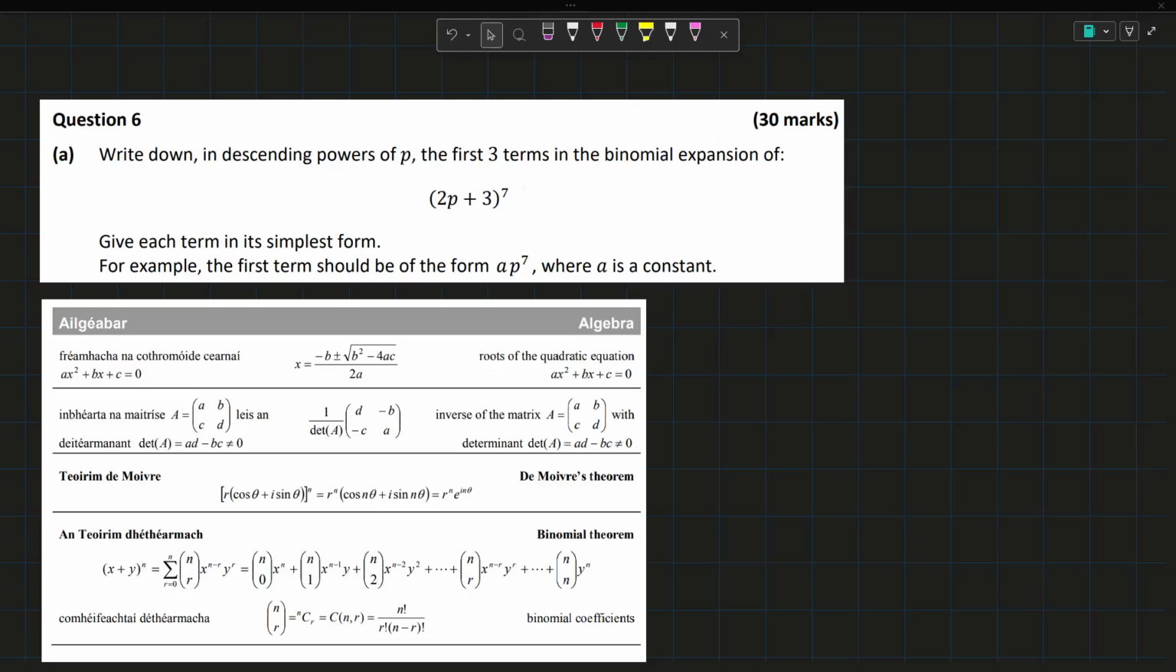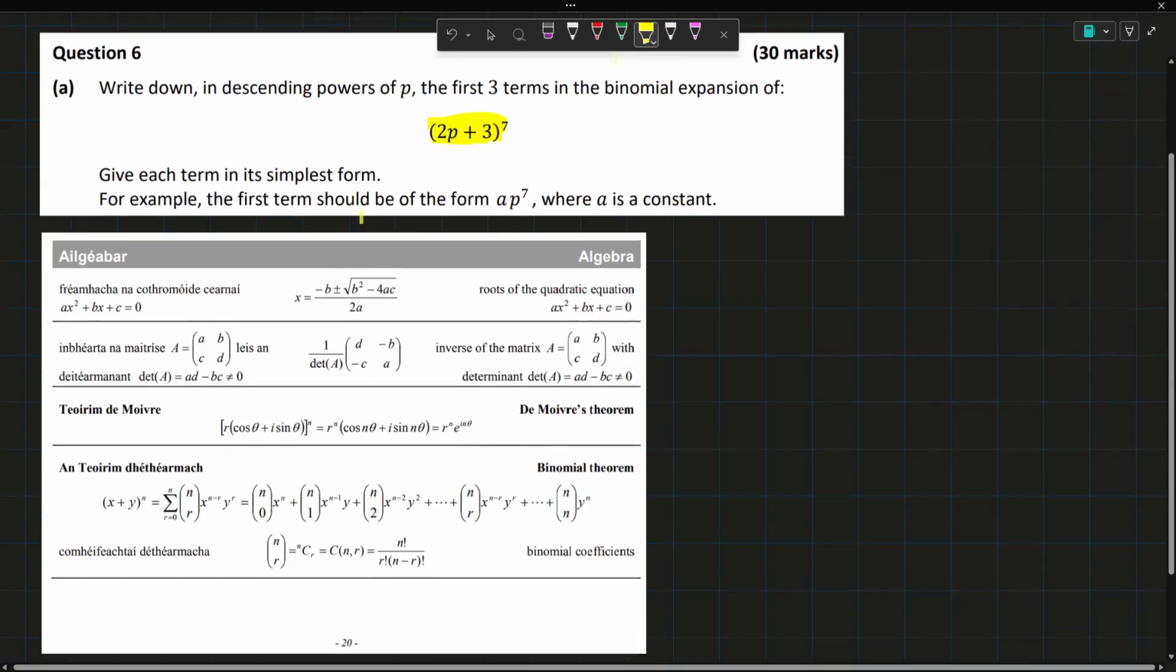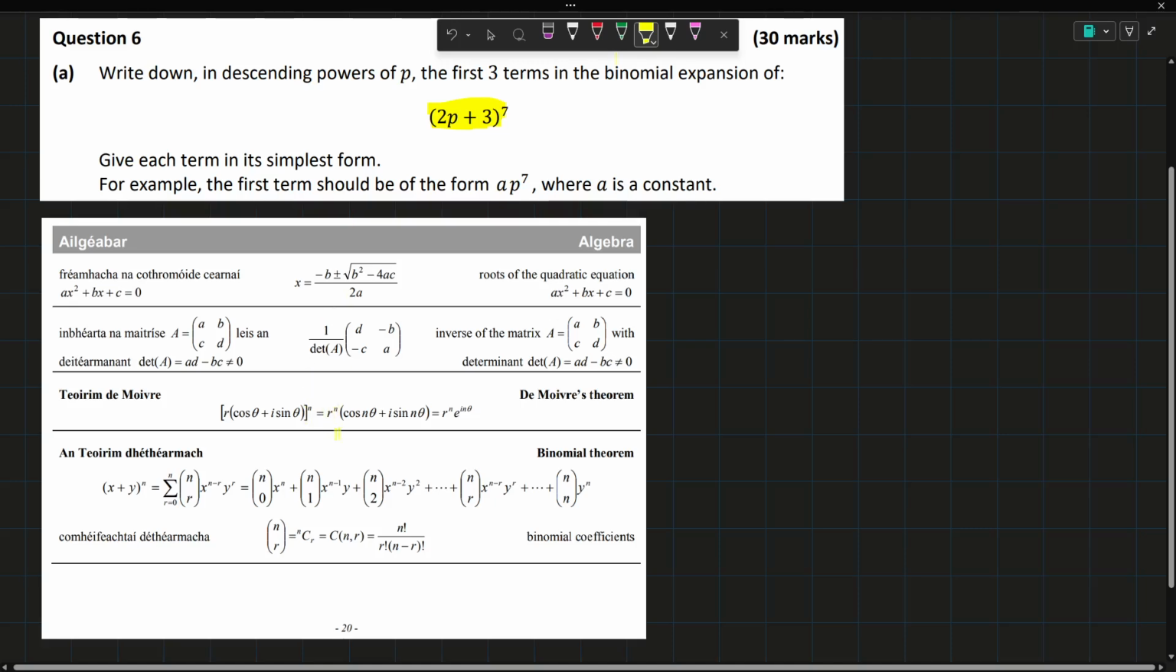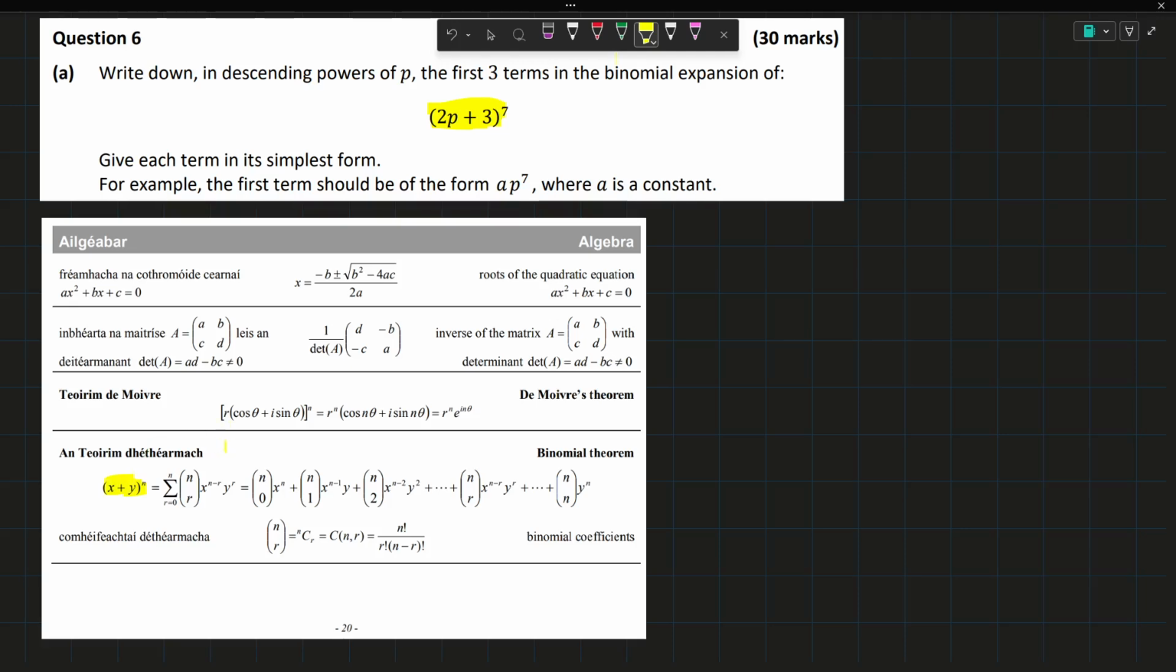So this is 2025 paper 1 question 6, and we're given this expression here, and we're told to write out the first three terms of the binomial expansion in descending powers of p. So you don't really have to understand that too much. If you go to page 20 of the Formulae and Tables booklet, you'll see the binomial theorem here, and there's a very good reason for why this works, but this is just a solution video, so I won't go into that. But you can basically just fill into the formula.